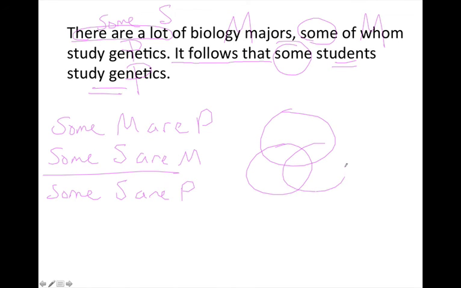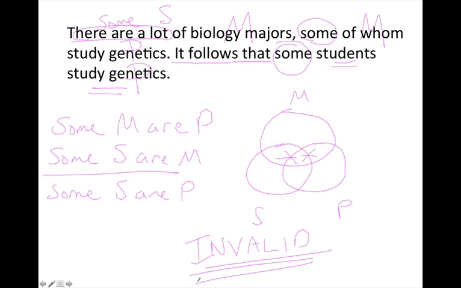You ready for the line straddling again? Some M are P, some S are M, some S are P. The conclusion is not forced. It does not appear and can't be otherwise after diagramming, hence the argument is invalid.